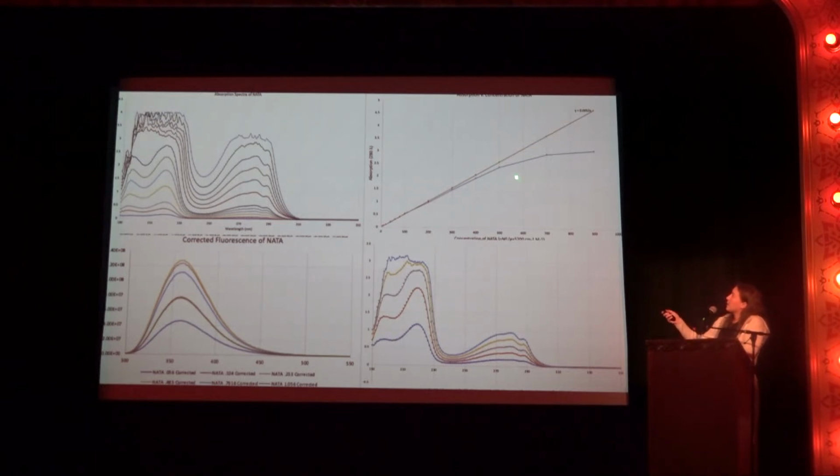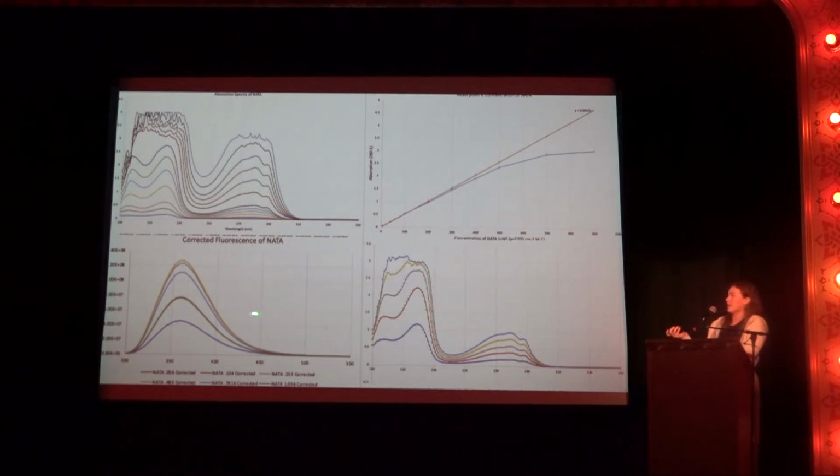Here, the orange line is what NADA should have looked like in its concentration linearity, and the blue line is what it actually looked like. So we determined that the instrument was not perfectly linear as it should be.